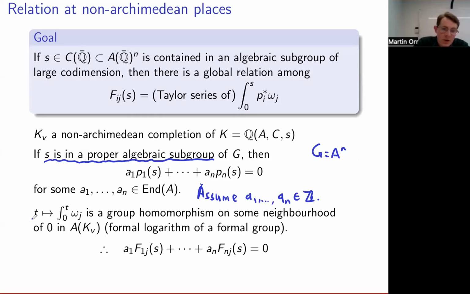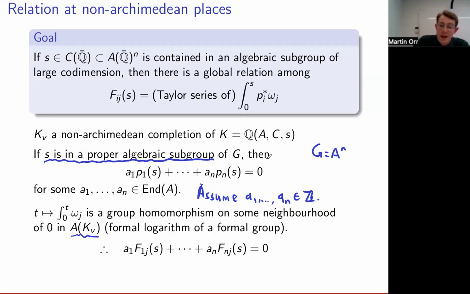So this function that sends points to integrals of differential forms on the abelian variety is a group homomorphism on some neighborhood of the origin. This is basically because these integrals are the formal logarithm of the formal group of the abelian variety. And we know that over p-adic fields, formal logarithms of formal groups are indeed homomorphisms on a suitable disk. So this is where we use the fact that this had to be a non-Archimedean field to get that this formal logarithm is actually a group homomorphism.